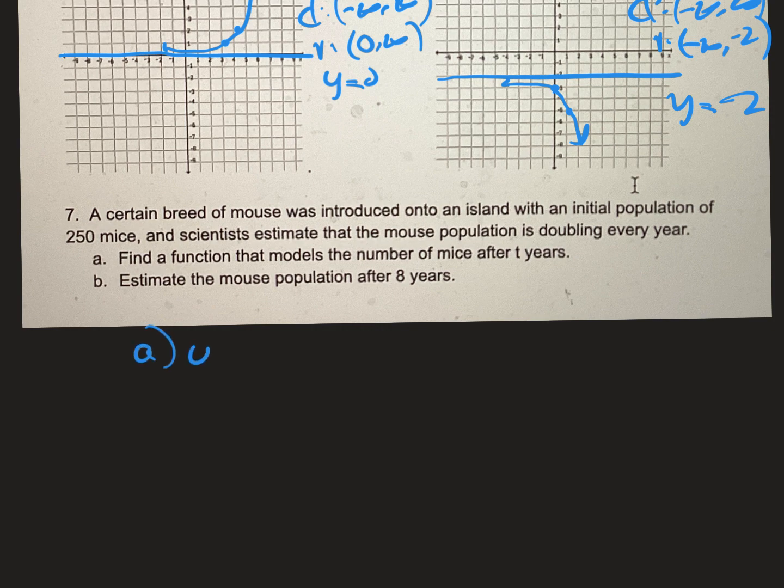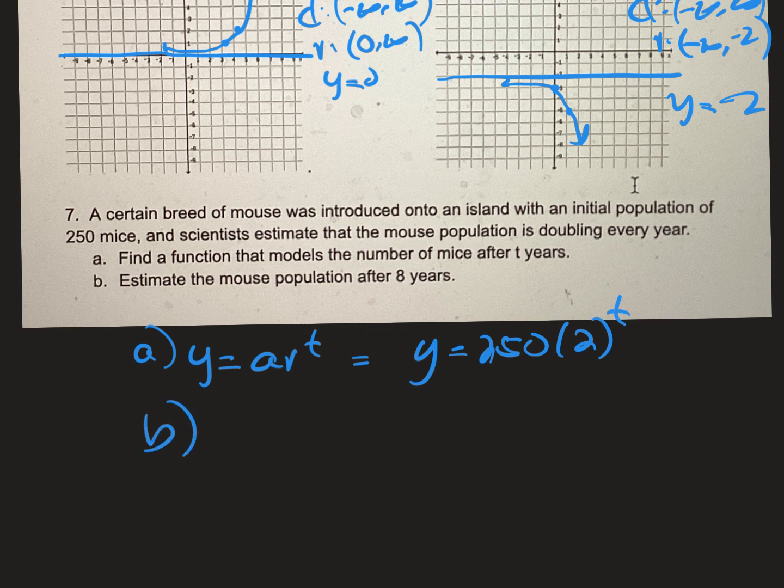The function, remember, is y = a·r^t. It looks just like this right here: y equals a r to the t power. So for part A, I'm just going to plug it in. The initial population is 250. It's doubling, so I'm going to put a 2 here. The time is t. That's part A.